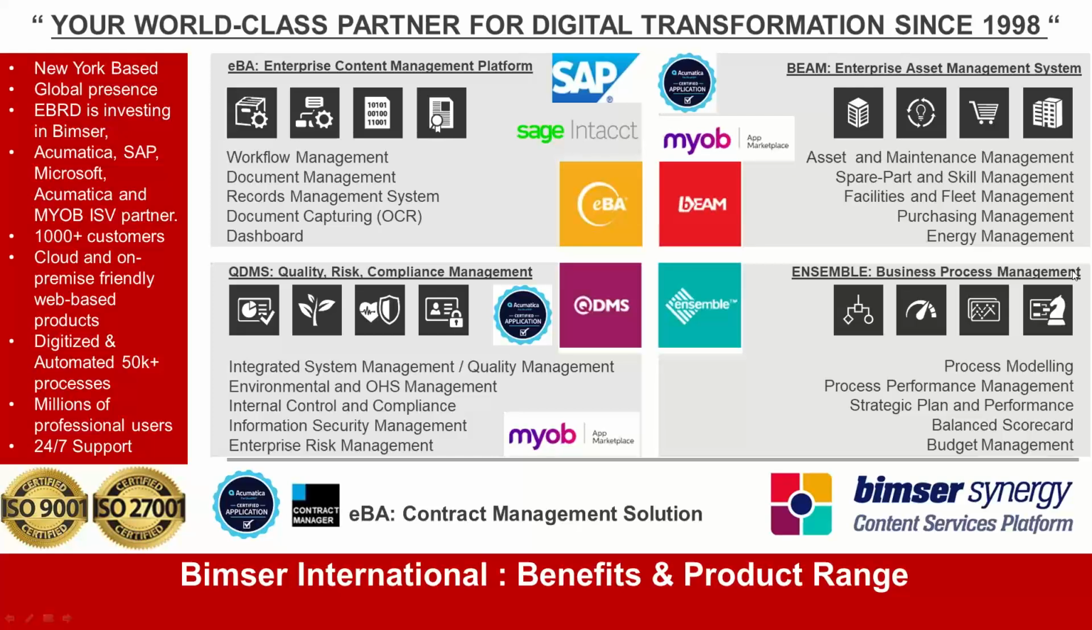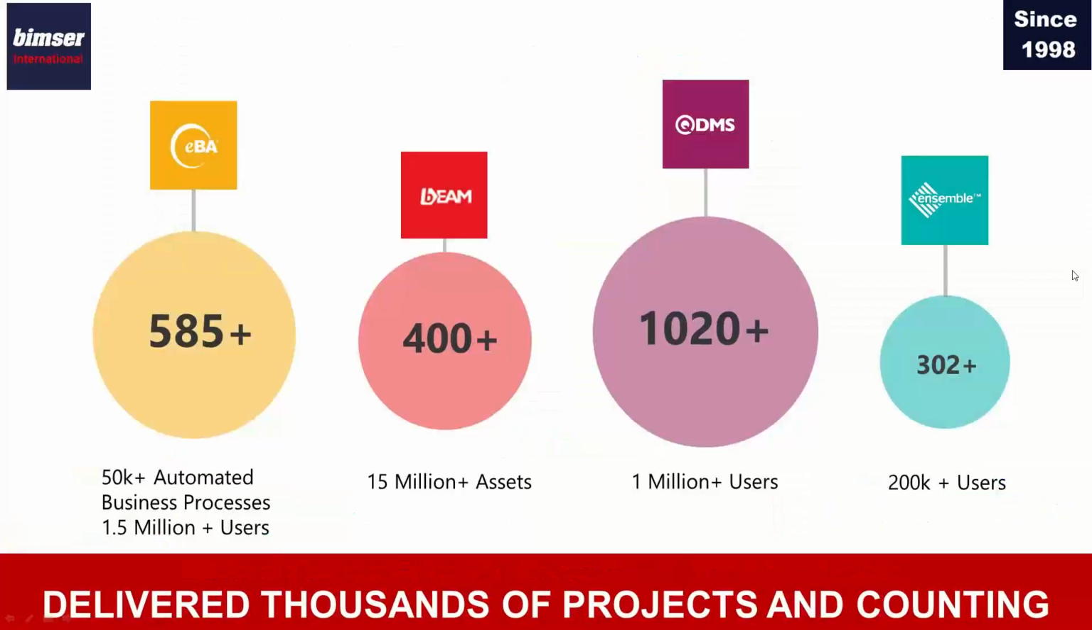Since 1998, we have been very focused. We focus on these products only. So today we've been talking about QDMS, and that's going to be our focus. In addition, we have eBA as a workflow engine that helps companies automate and digitize their business processes. We have BEAM, an asset maintenance, facility, and energy management software. We have Ensemble as an intelligent business process modeling and performance management software. And finally, we have a cloud-native product called Synergy that is also coming to market very soon. We are very excited for it. So this is our basic product range that we have been developing since 1998.